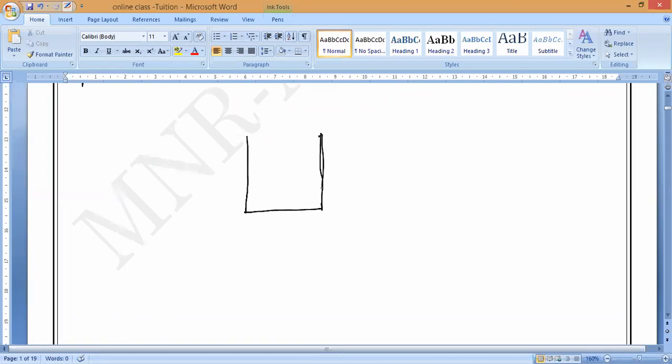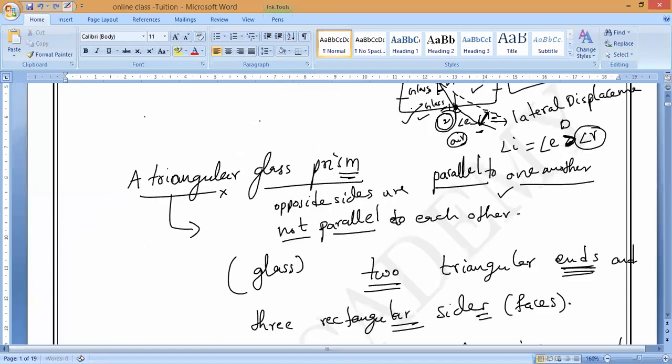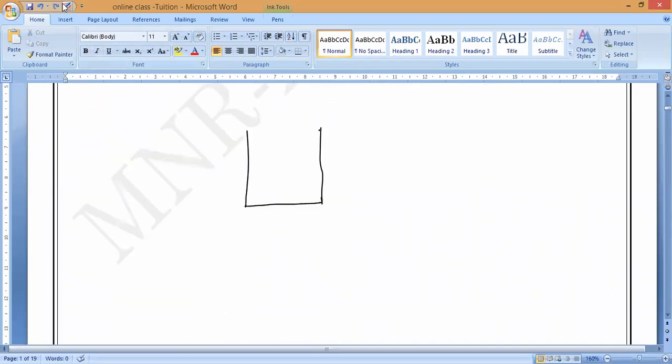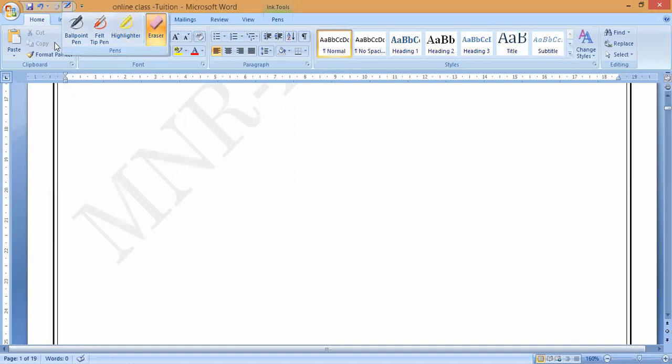Try to draw with the scale. You have to draw with the scale, or else I will use the symbols. That is better. 1 minute. Yeah, I will also draw with the scale only. You also draw with the scale.